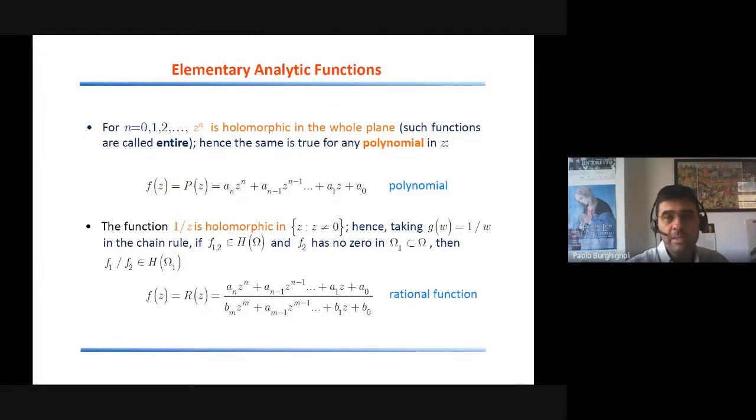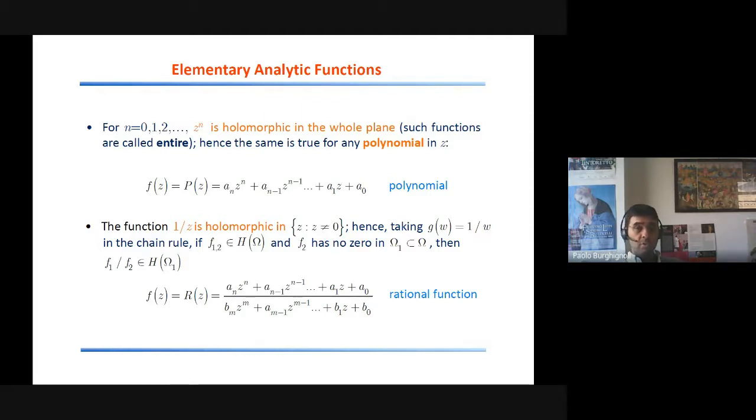Okay. By simply applying these considerations, you will discover easily that, for example, any monomial z to the nth power, where n is an arbitrary positive integer, is a holomorphic function, and it is holomorphic in the entire complex plane. Now, when a function is holomorphic in the entire complex plane, the function itself is called an entire function. And since monomials are entire functions, the same will be true for any polynomial in z, which is just a linear combination of monomials. So polynomials are the standard example of entire holomorphic functions.